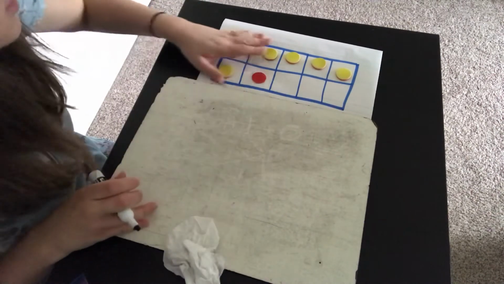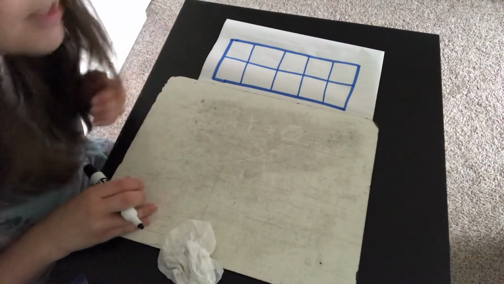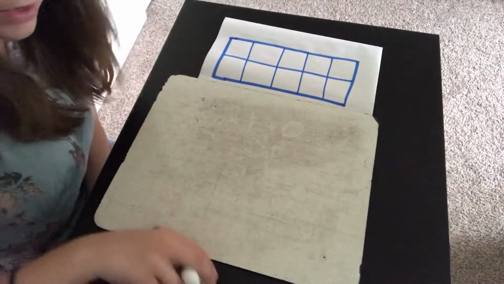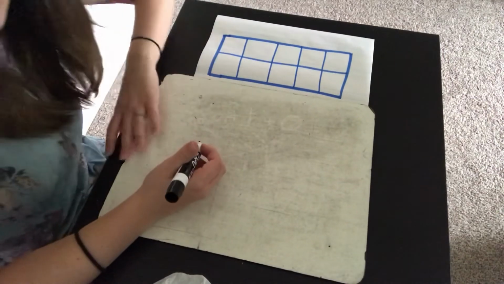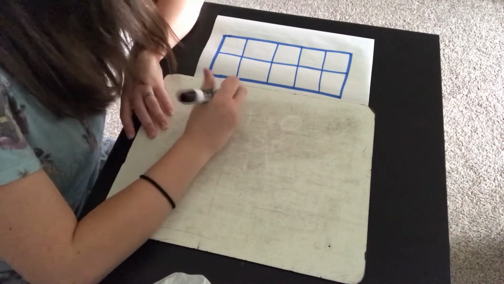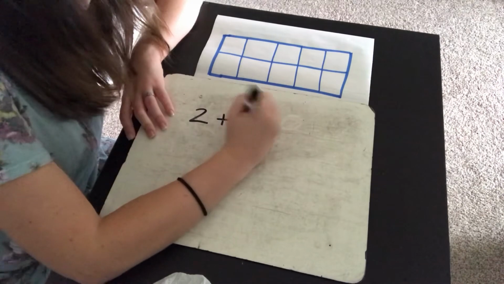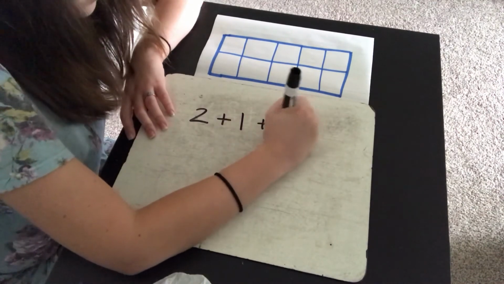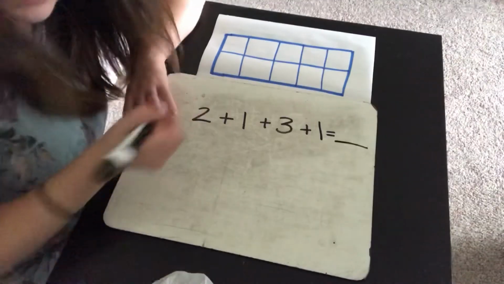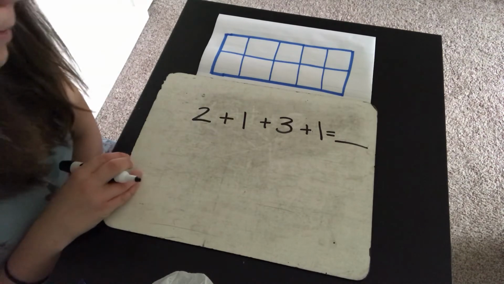So an addition problem doesn't just have to have 2 or 3 add-ins. It could even have 4 add-ins or 5. It can have as many add-ins as you want, honestly. So let's try one with 4 add-ins. Do you think you could solve one with 4 add-ins? Let's see. Let's do 2 plus 1 plus 3 plus 1.